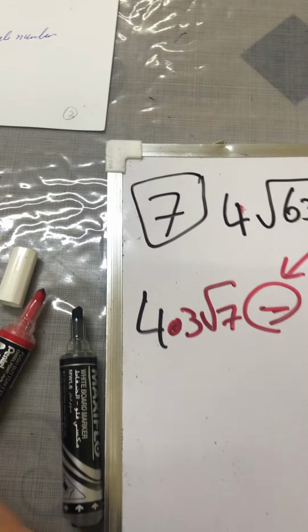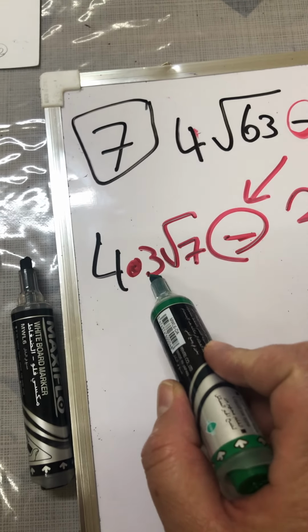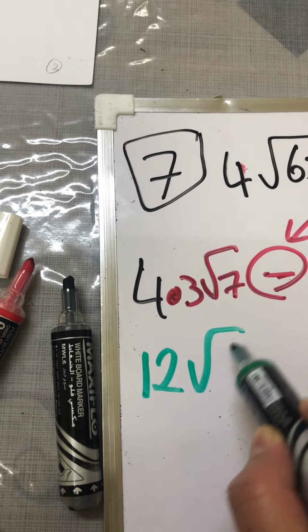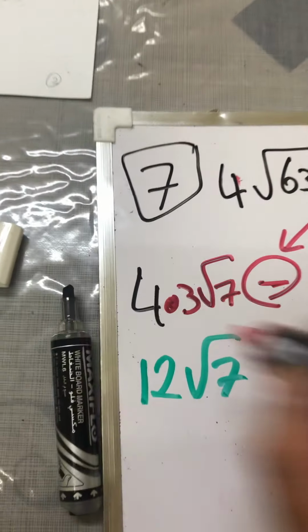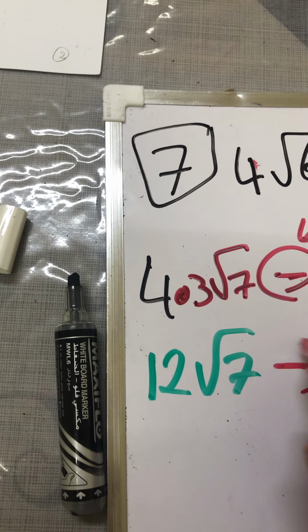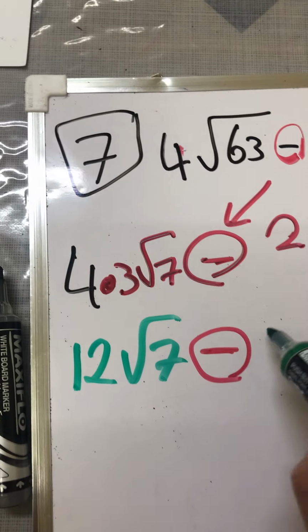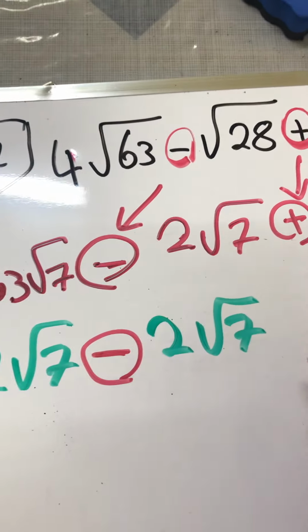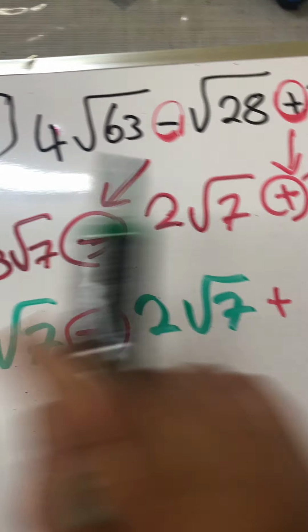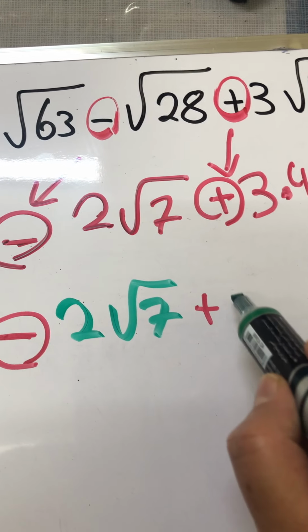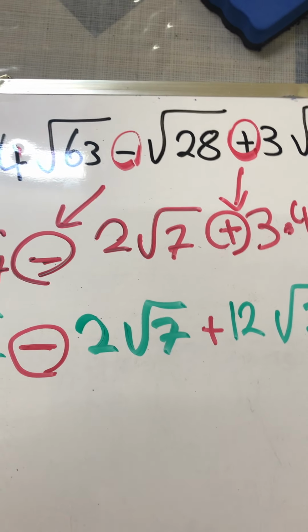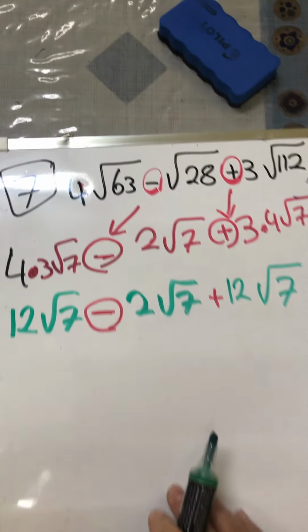Again, multiply the whole number. 3 multiply 4 equal 12 square root of 7 minus 2 square root of 7 plus 3 times 4 equal 12 square root of 7. Okay, look carefully.